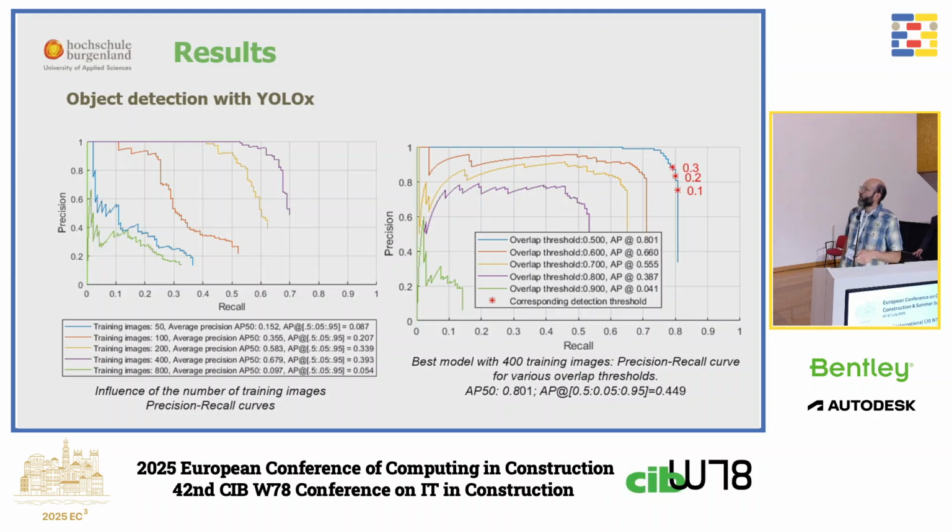And here you see the results for object detection, with the influence of the number of training images, which improves the quality up to 400 images, but we had failing training with 800 images in this case. The best model you see here with 400 images, and the influence of the overlap threshold on the precision-recall curve. And you also see the influence of the detection threshold from 0.1 to 0.3. Here, 0.1 ensures the highest recall.